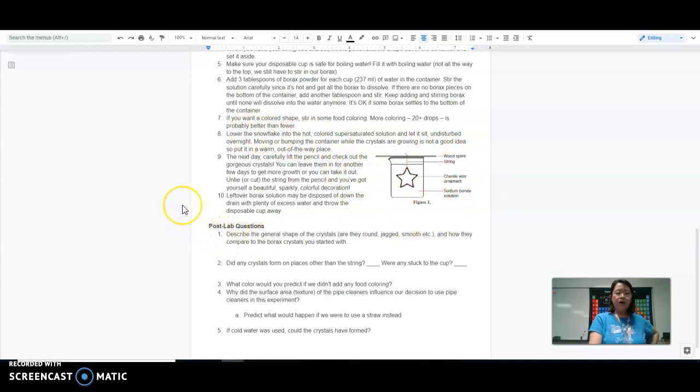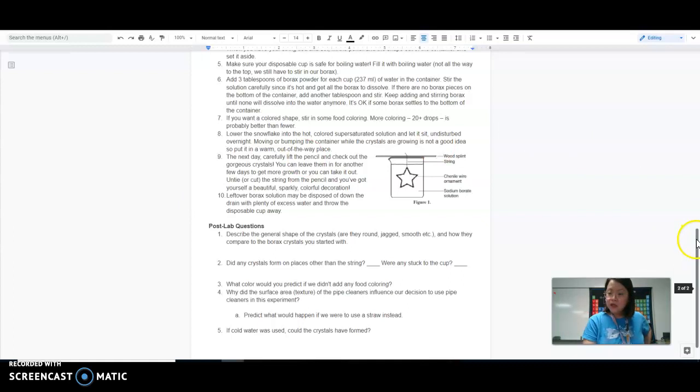And then after we leave it overnight, again, because of precipitation happening, since we're decreasing the solubility, the excess solute that was dissolved at the higher temperature is going to come out of the solution, and it's going to settle and bind to the textures on the pipe cleaners.